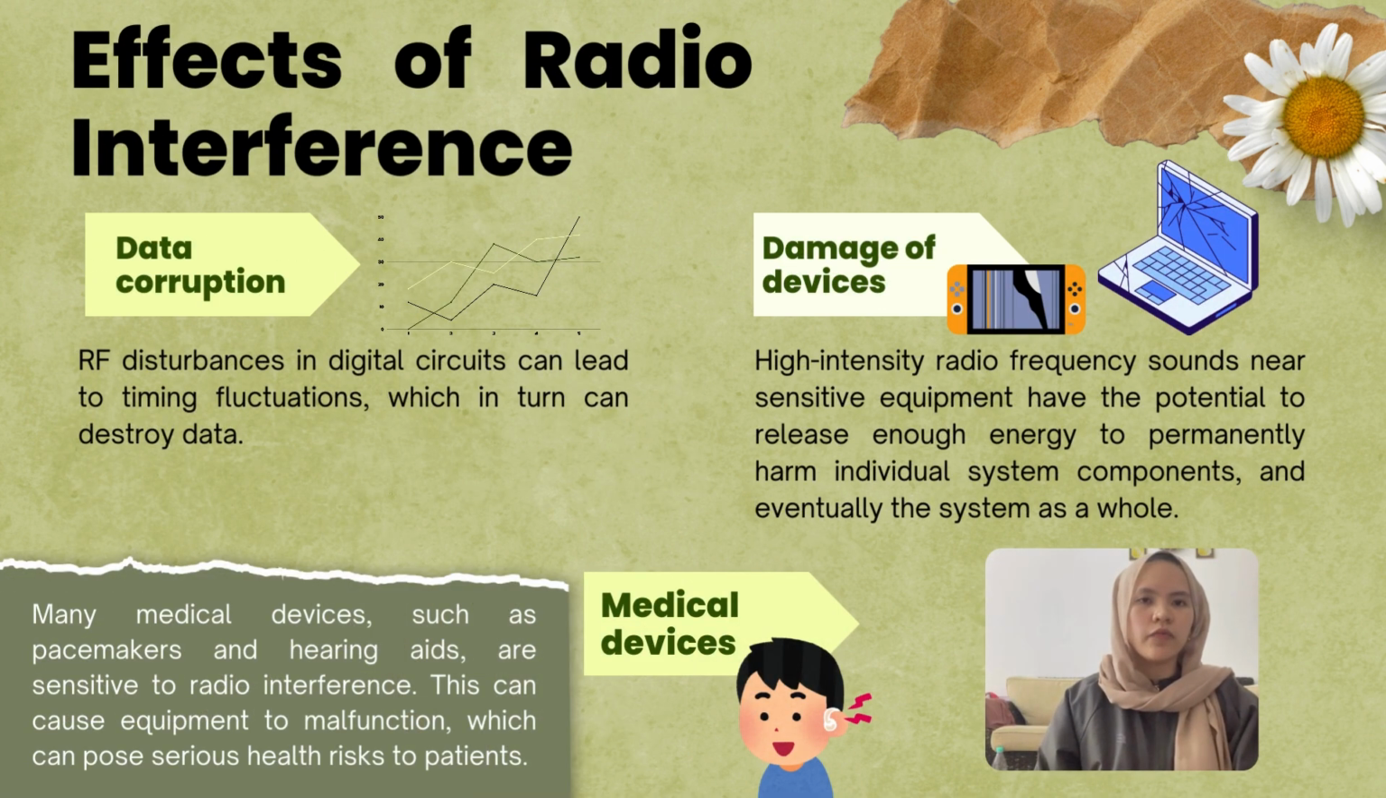Here are some other effects of radio interference. We have data corruption. In digital circuits, RF noise can cause timing jitter and subsequently data corruption. Next, we have damage to devices. High-intensity RF noise in the vicinity of sensitive devices can produce sufficient energy to cause permanent damage to system components and ultimately the entire system. Lastly, we have medical devices. Many medical devices such as pacemakers and hearing aids are sensitive to radio interference. This can cause equipment to malfunction, which can pose serious health risks to patients.